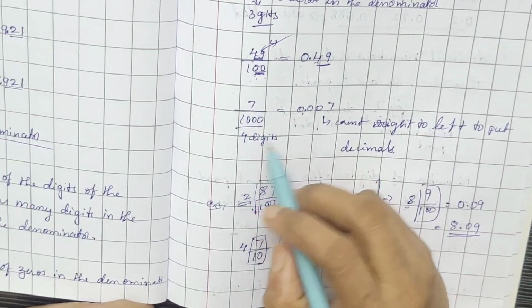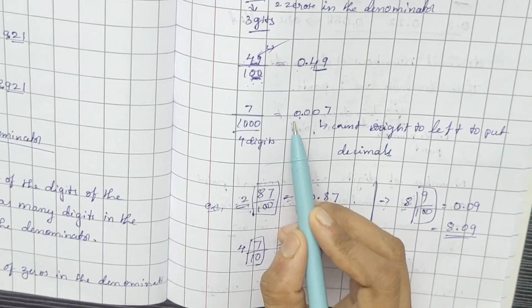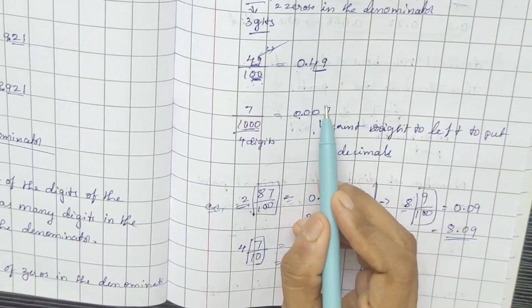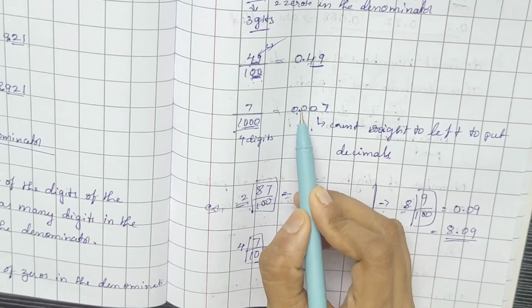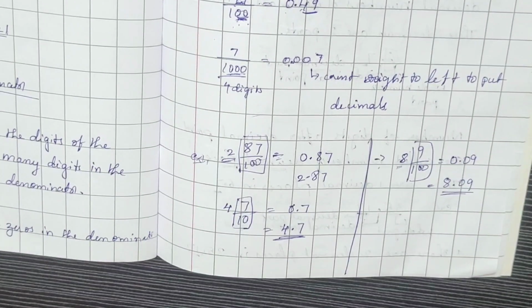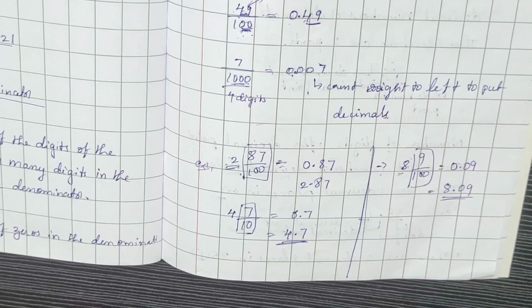Next, 7 by 1000. How to do this? 3 zeros, right? 3 zeros and 7. 1, 2, 3. After 3 you have to put the decimal point. Understood this?